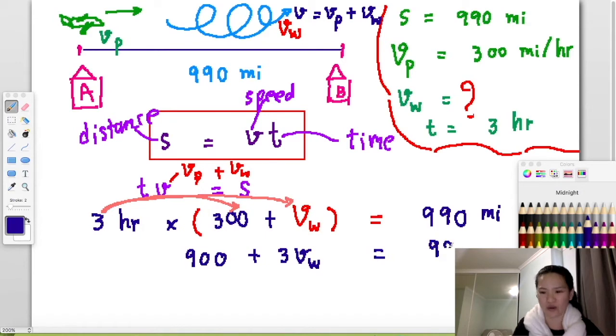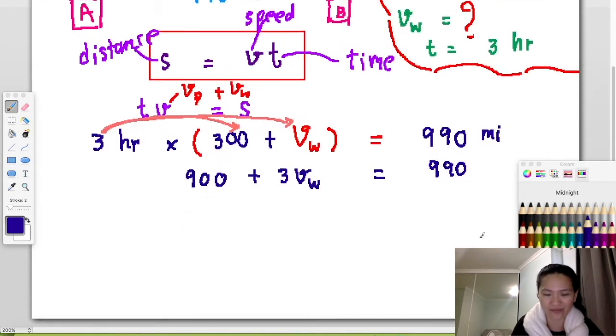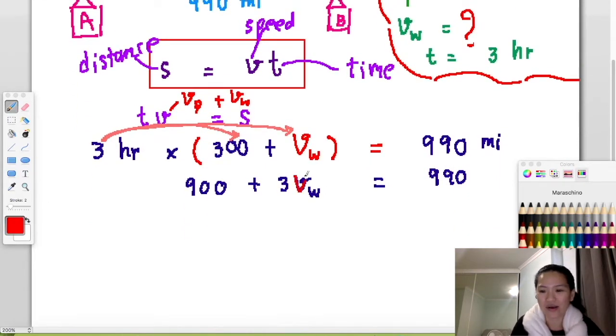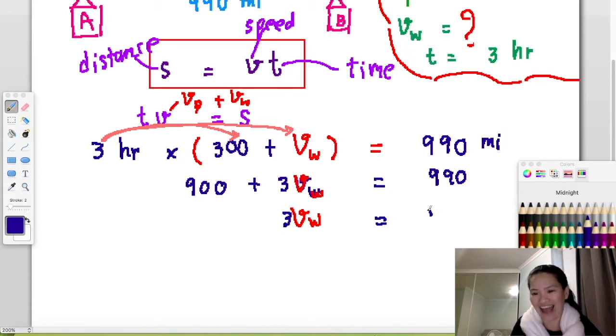Now I'm going to solve the equation. 3VW equals 990, and you put the 900 on the other side of the equation, turning from positive to negative: negative 900, like this.